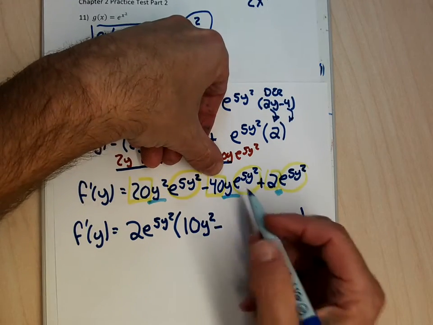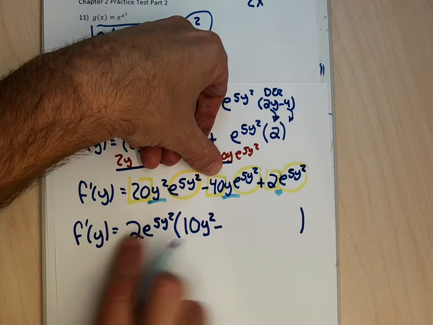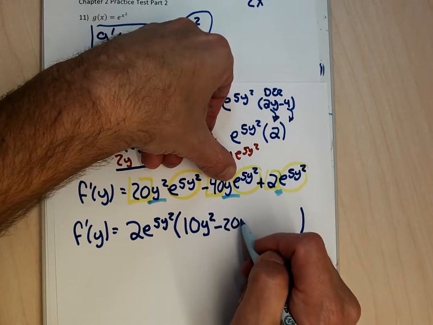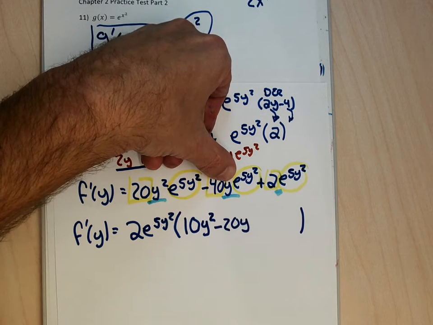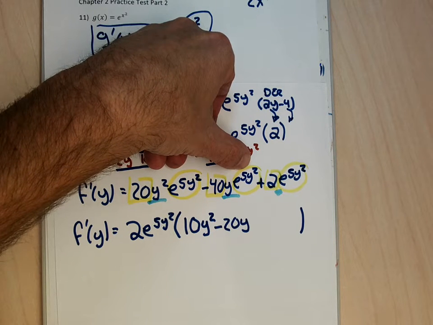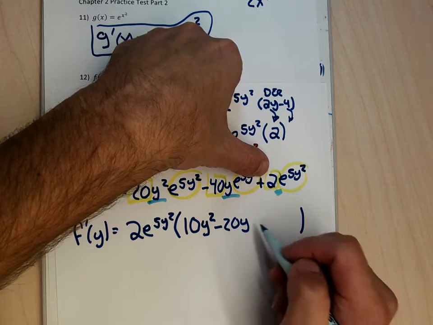Middle piece had a 40. I factored out a 2. I'm going to divide that 40 by 2 and leave a 20. It had a y. I didn't factor out a y, so I'm going to leave that y. I factored out the e to the 5y squared, so I'm not going to write that. I'm going to bring down this plus sign.